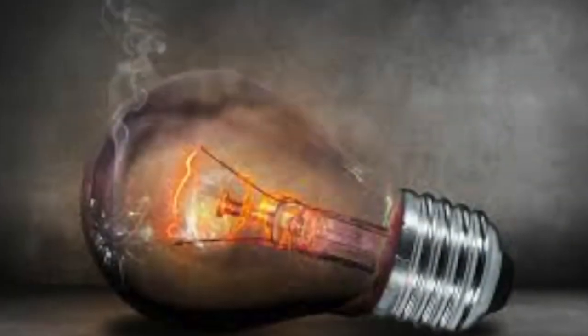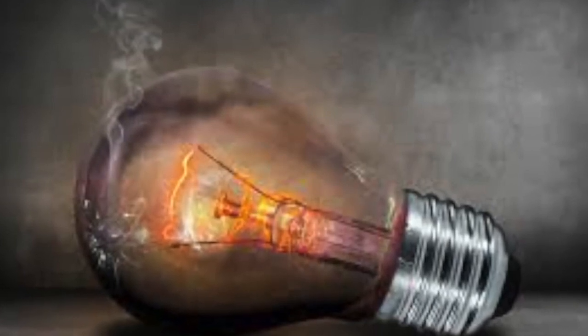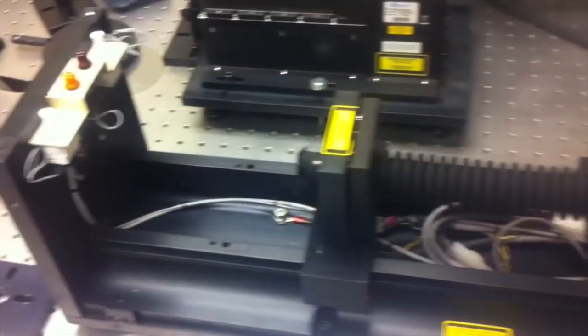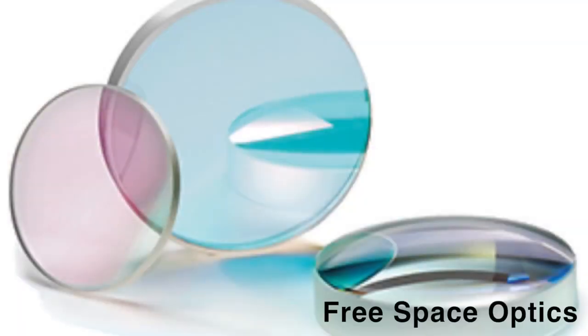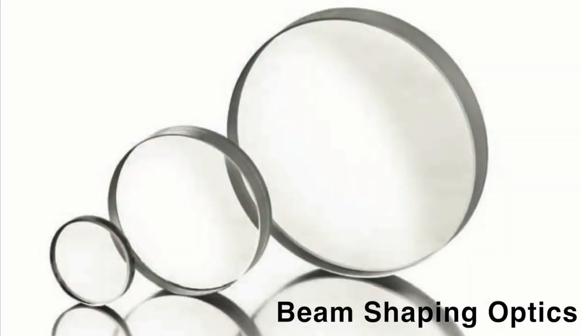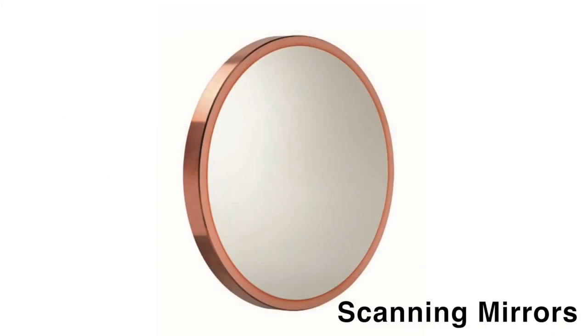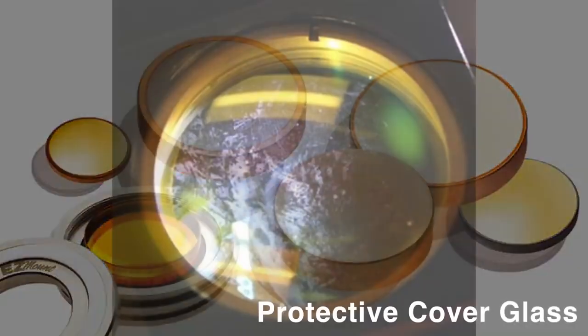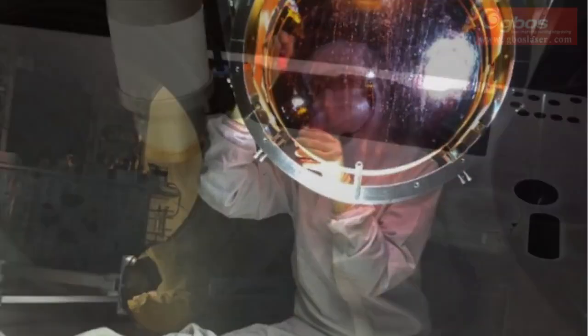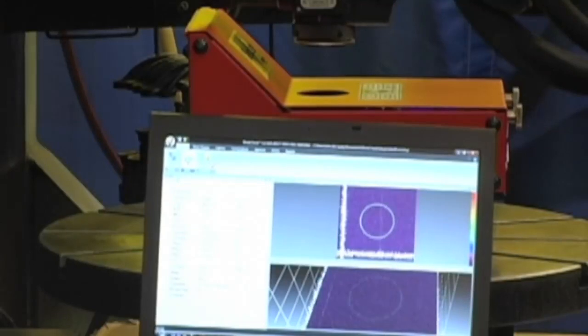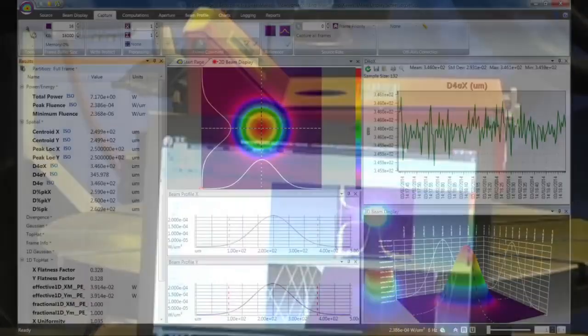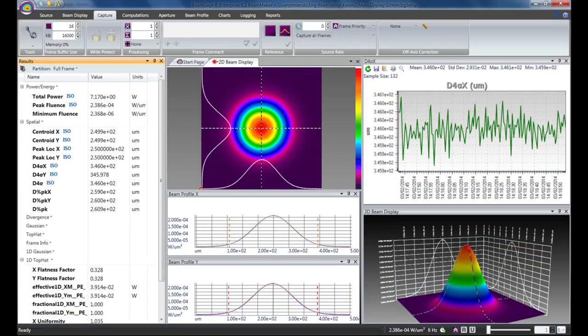A laser beam at the work surface is like a light bulb that degrades over time. Not only can the laser source degrade over time, but free space optics, optical fibers, beam shaping optics, scanning mirrors, focusing lenses and mirrors, and protective cover glass can heat up or become contaminated over time, which alters the laser beam characteristics at the work surface. Therefore, measuring your laser's performance is crucial to continued quality operations.